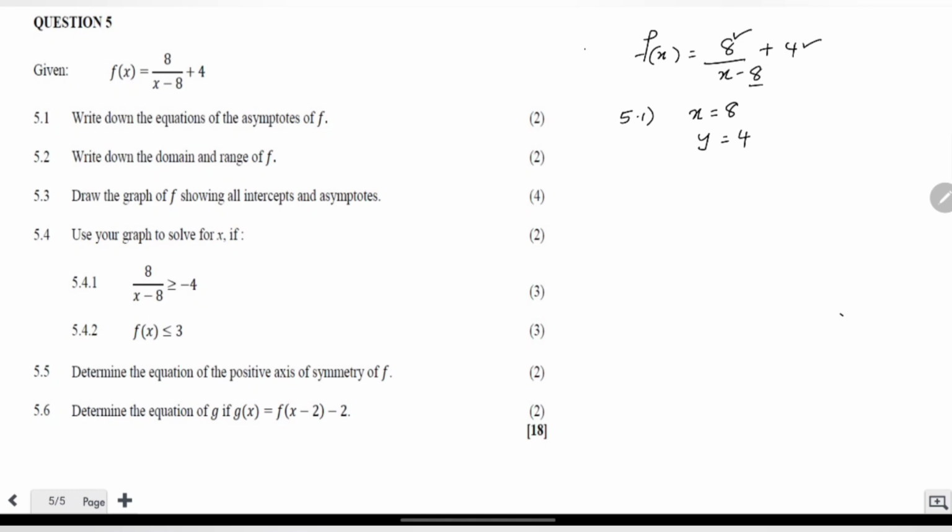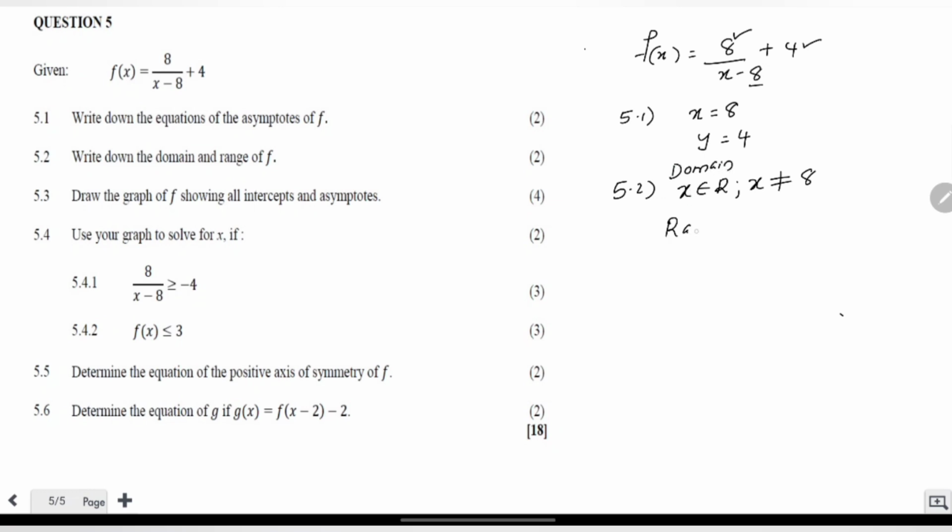What is that? Write down the domain and range. It's very simple now, because the domain is all the x values except 8 and the range is all the y values except 4, isn't it? Just write it down. See, another 2 marks. 5.2. Domain. Let me start with the domain. All the x values, element of real numbers where x is not equal to 8. This is the domain.